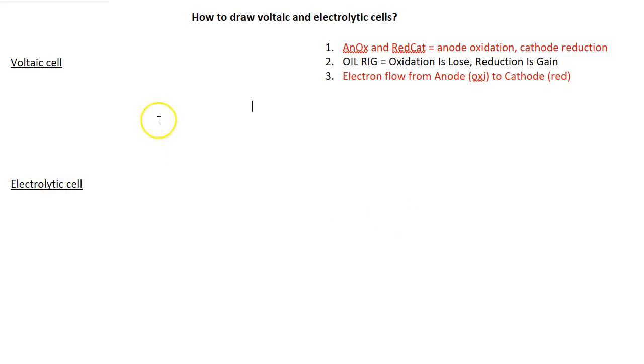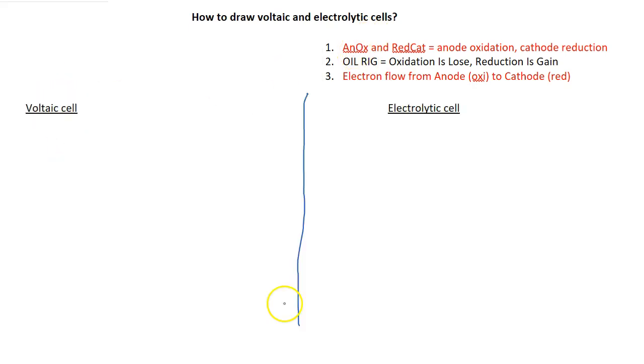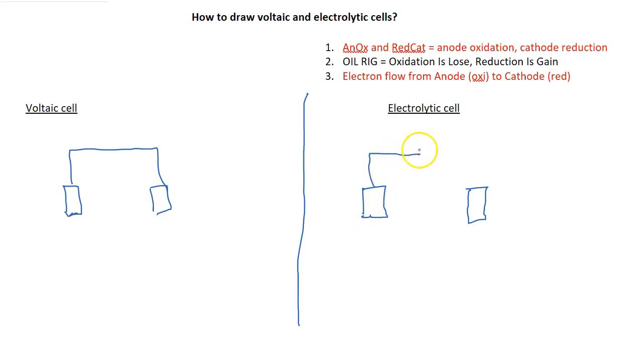So how do you draw these cells applying these rules? Both voltaic cells and electrolytic cells have two sides, an anode and a cathode. The difference is that for voltaic cells, you don't need a power source, so I'm just going to connect the anode and the cathode with each other here. Versus electrolytic cells, where you have to draw a power source. Usually I draw a short line and a long line denoting that it is a power source.